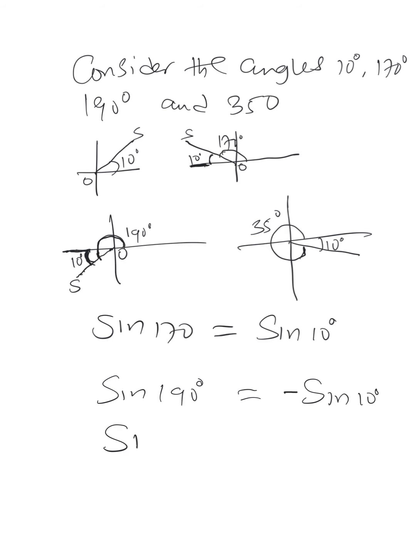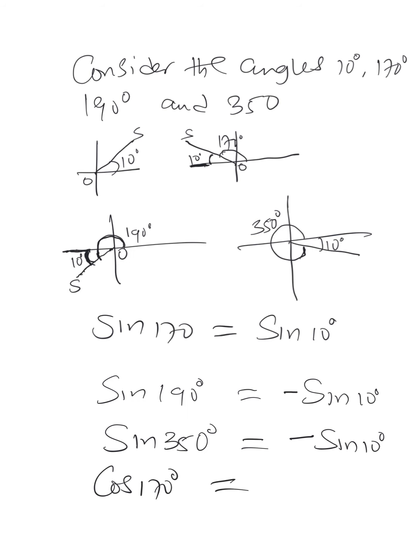The sine of 350 degrees will also be the same as the sine of 10 degrees in magnitude, but because 350 is in a quadrant where sine is negative, we put a negative here. Okay, so what about the cosine of 170 degrees? This is also going to be the cosine of 10 degrees. In terms of magnitude, they are the same, but it is in the second quadrant where cosine is negative.